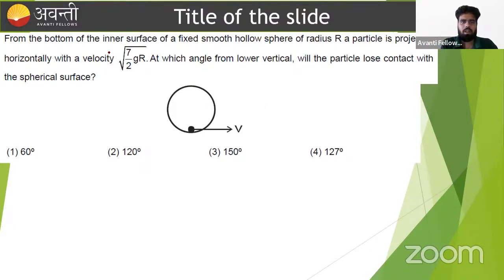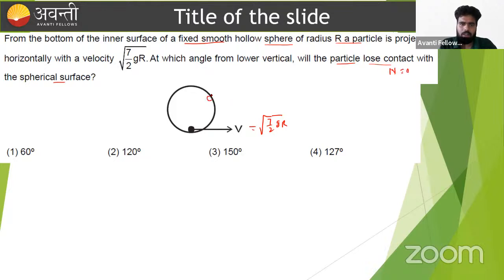It is given that there is a smooth hollow sphere of radius r, and a particle is projected with a given speed, that is under root 7 by 2 gr. We have to find out where the particle loses contact with the spherical surface. What is the meaning of a particle losing contact? We can say the normal value will become 0.